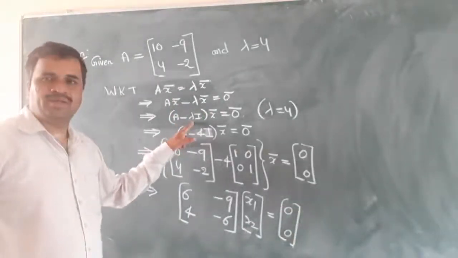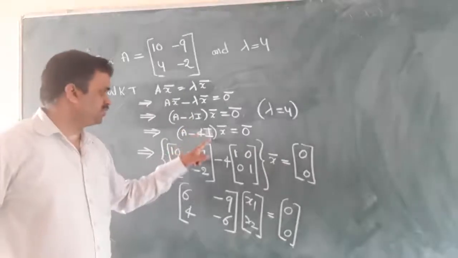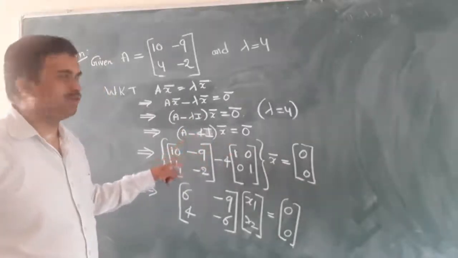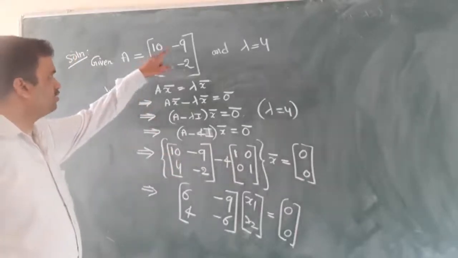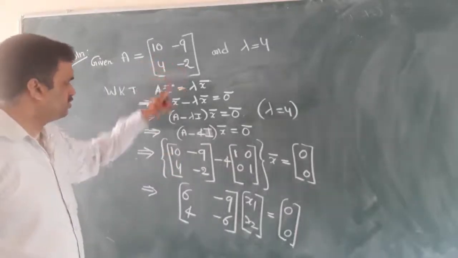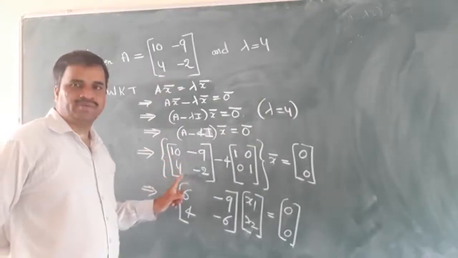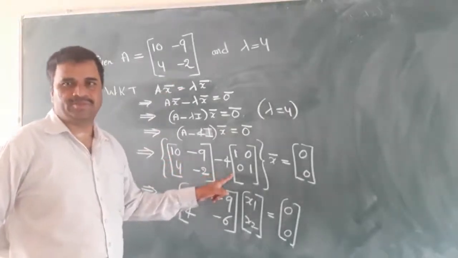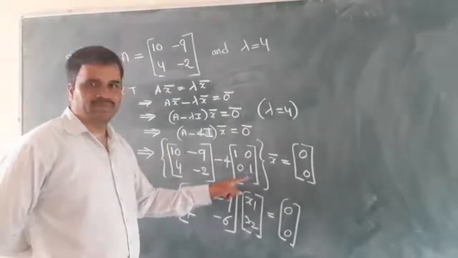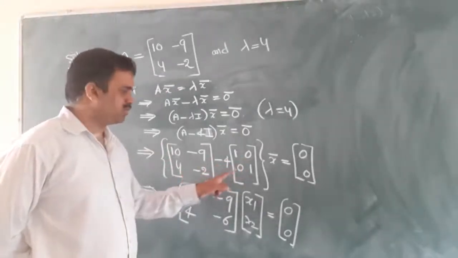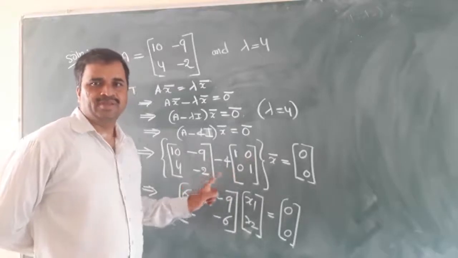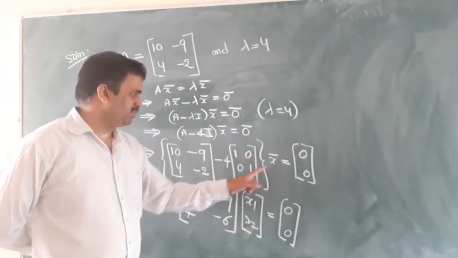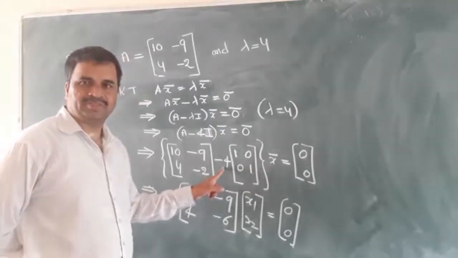A minus lambda I, lambda value is 4. A minus 4I, x bar equal to 0 bar. Already we have matrix A: [10 -9; 4 -2] minus 4 times the identity matrix. It is a 2 by 2 matrix because here 2 by 2 is there. If it is 3 by 3, here we have to write a 3 by 3 matrix. Then we have to write x bar. Come on, two matrices we have to subtract.